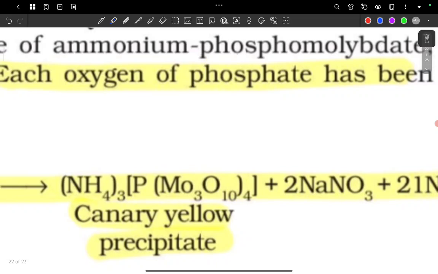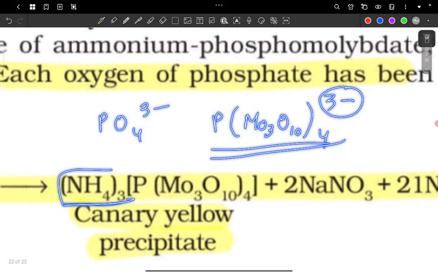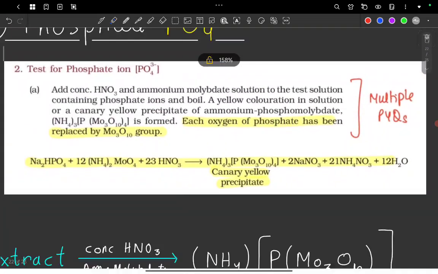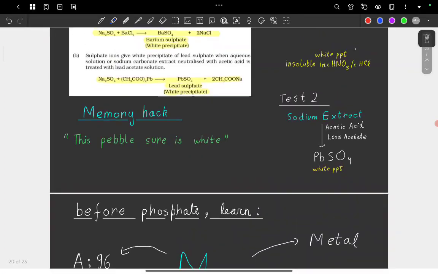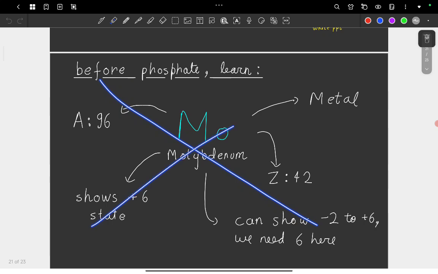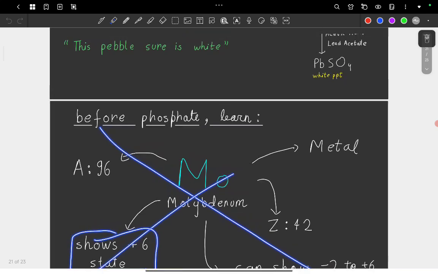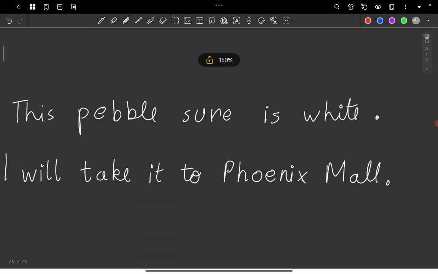So here all that happens is that PO4 3 minus, you have the phosphate ion, the O gets replaced by Mo3O10 4 3 minus, and this -3 charge is counterbalanced by 3 moles of ammonium ion, and that's it. Your canary yellow precipitate is ready. So that was it. That was the entire test in 3 slides. And this slide is also unnecessary. I just made it so I can tell you molybdenum shows a +6 oxidation state. And that's it. Sulfate and phosphate are done. They are dead.